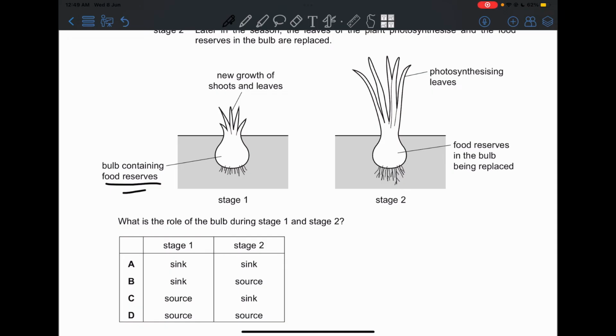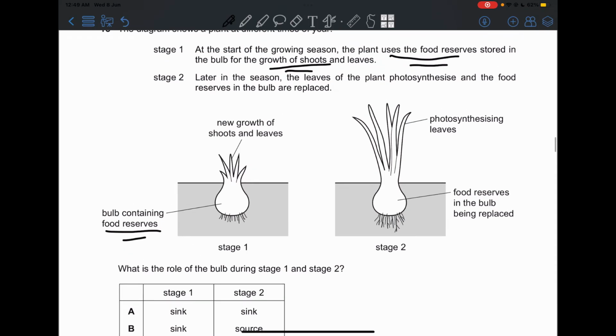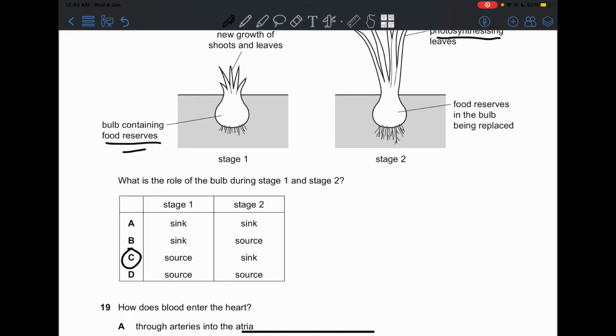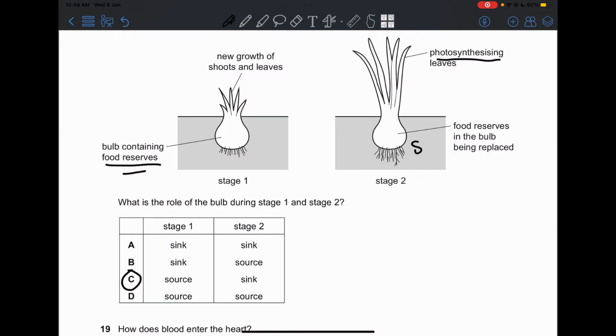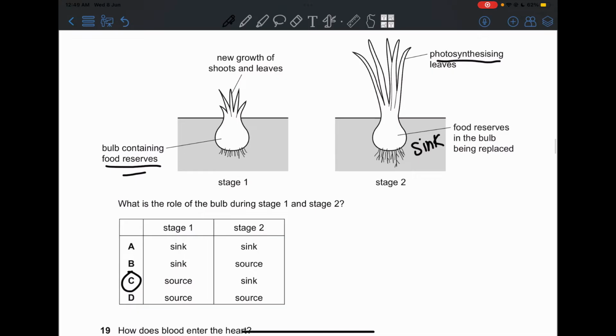So over here, let's check stage 2. Later in the season, the leaves of the plant photosynthesize and the food reserves in the bulb are replaced. Now over here, the plants are photosynthesizing, so that means that it is getting glucose and it's getting the oxygen and nutrients, and the food reserves are being replaced, which means they are growing. So they are the sink over here. So our answer will be C, because this is the sink, as it's replacing or growing the food reserves. And over here, the bulb was containing the food reserves for the shoots to grow.